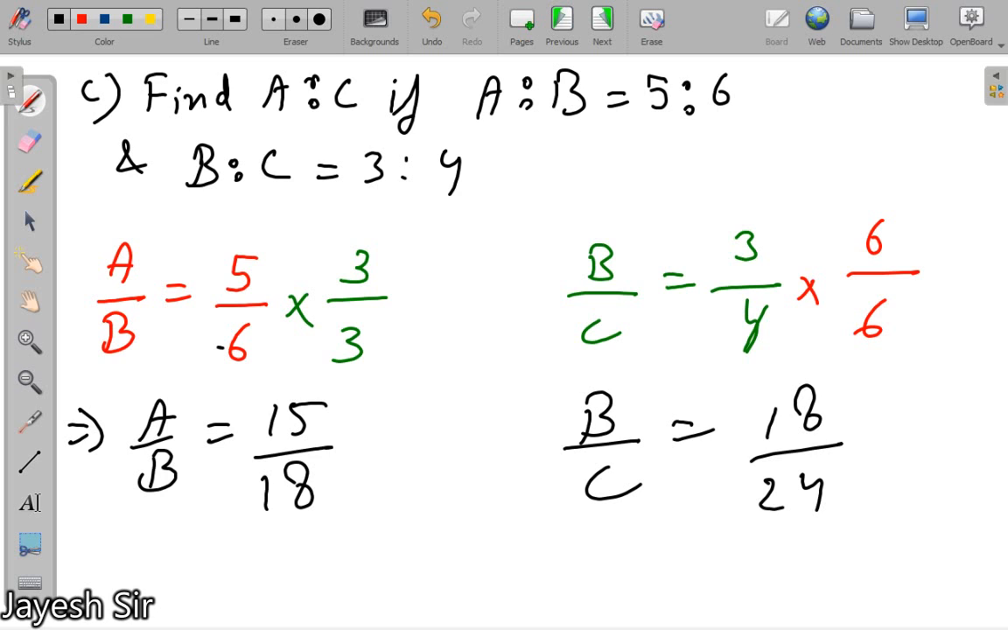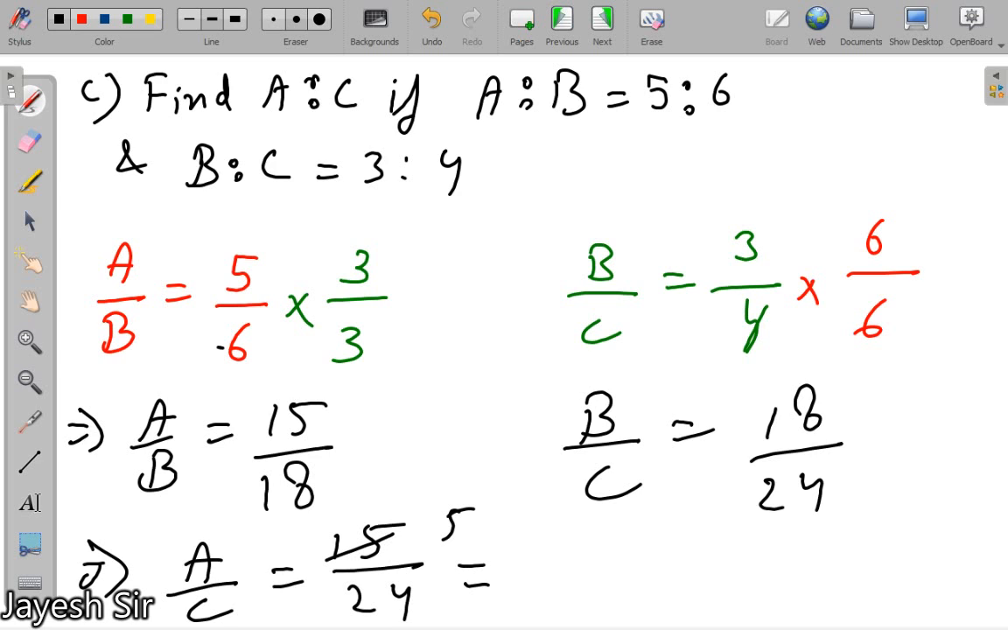Now we will write the numbers. We have to find the ratio between a and c. So a upon c will be equal to, number opposite to a is 15, number opposite to c is 24. Can we simplify them? Yes, of course. 3 5s are 15, 3 8s are 24. So your final answer is 5 ratio 8.